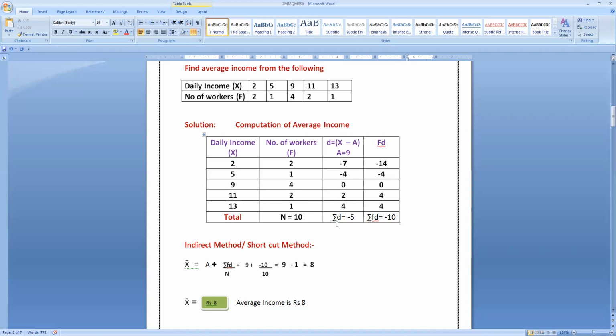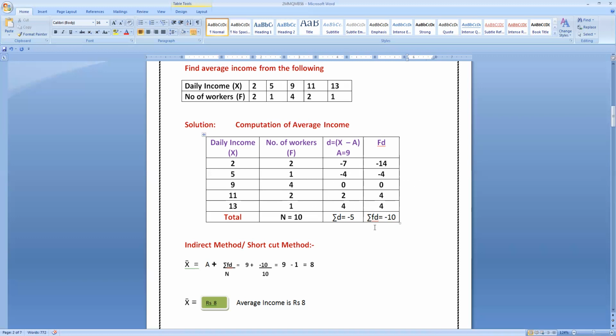The total of sigma d: 4 plus 2 is 6, minus 7 minus 4 is minus 11... the difference is minus 5, because the greater number's sign is minus. But according to the formula we require sigma fd, so this total is not going to be substituted anywhere; we require the f into d column. So let us take the product of f into d. First we multiply the signs, then the numbers. 2 into 7 is 14, that is minus, since plus into minus is minus; 1 into 4 is 4; 4 into 0 is 0; 2 into 2 is 4; 1 into 4 is 4.